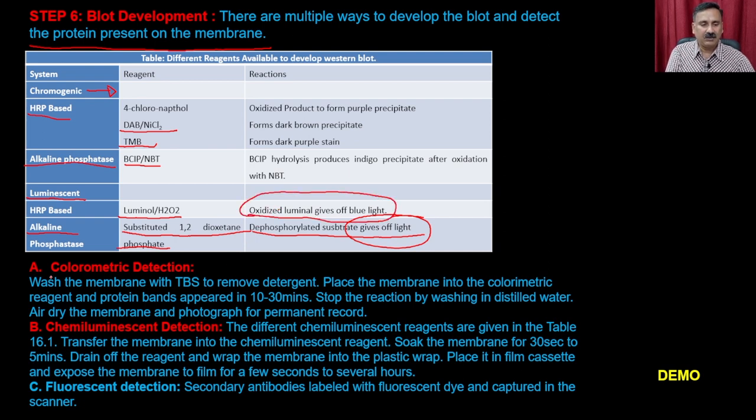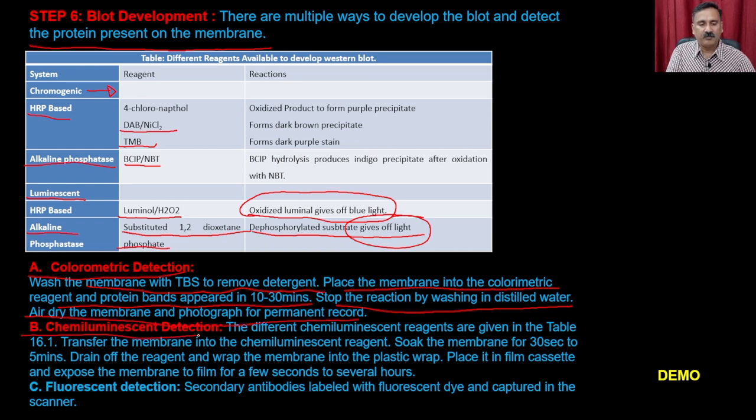After that, you do the colorimetric detection. Wash the membrane with TBS to remove the detergent, place the membrane into the colorimetric reagent, and the protein bands appear in 10 to 30 minutes. Stop the reaction by washing in distilled water, air dry the membrane, and photograph it for a permanent record.